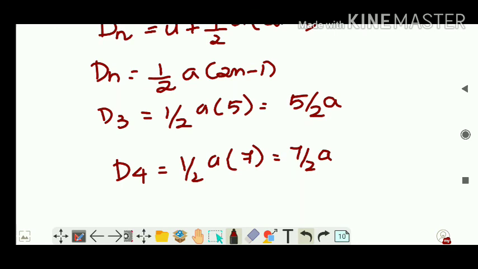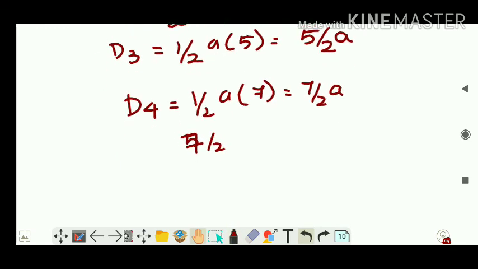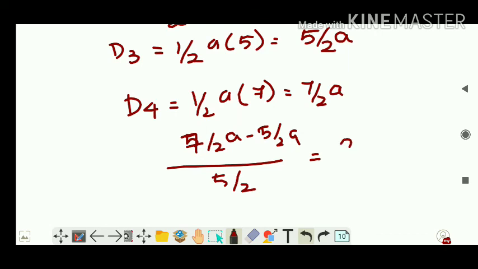Now what is d4 minus d3? d4 is 7 by 2a minus 5 by 2a, divided by 5 by 2a, right? Clear? So the 2 actually cancels out. So you will get 2 by 5 into 100, right? We have to consider it in percentage. You will get around 40%. So 40% change of displacement.